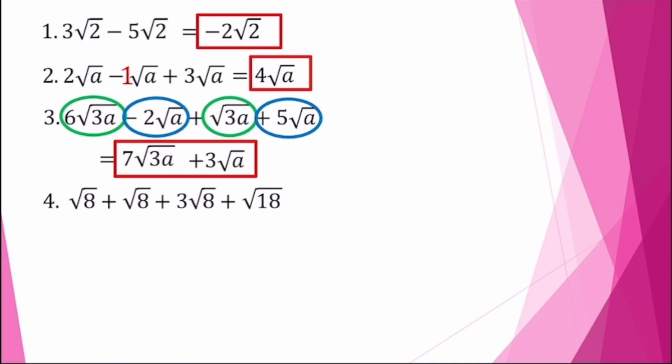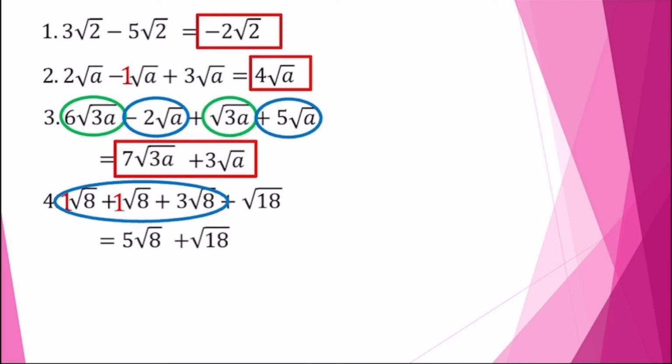Now, let's proceed to our last example. Square root of 8 plus square root of 8 plus 3 and square root of 8 plus square root of 18. As you can see, we can combine square root of 8 plus square root of 8 plus 3 and square root of 8. And we all know that square root of 8 has a numerical which is 1. So let's focus on our numerical. 1 plus 1 plus 3, we will have 5 and square root of 8. And then let's bring down plus square root of 18.